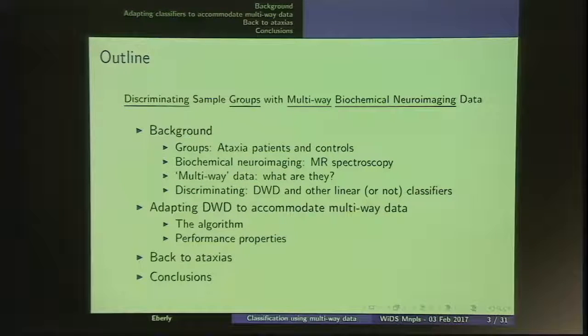Then the main focus of the talk is going to be on a particular classification procedure called distance-weighted discrimination. And what we're going to do is talk about an algorithm we developed to adapt DWD to this scenario of multi-way data. And I will show some performance properties of the algorithm and then apply it to the ataxia data set.